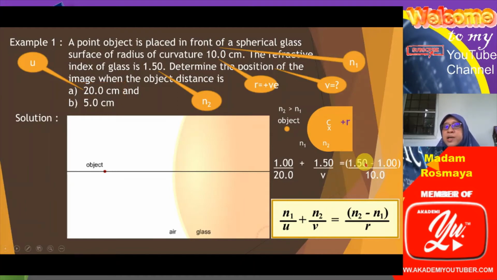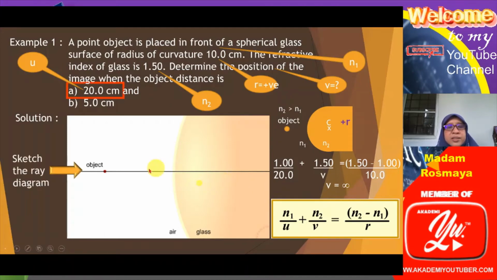So 1.5 minus 1 divided by the radius of curvature is positive 10. When we solve this, we get V equals infinity. Okay, now to sketch the ray diagram, there are two rays. Remember just now, two paths to be drawn.